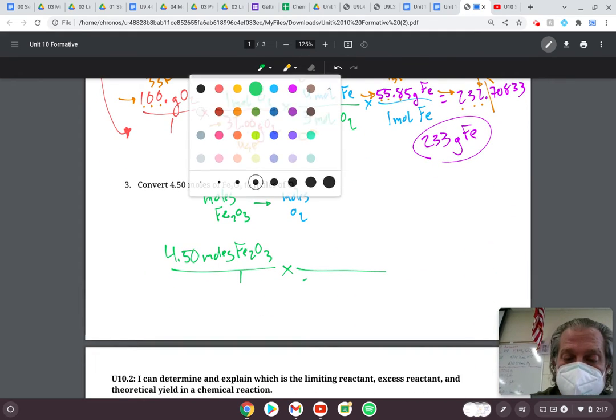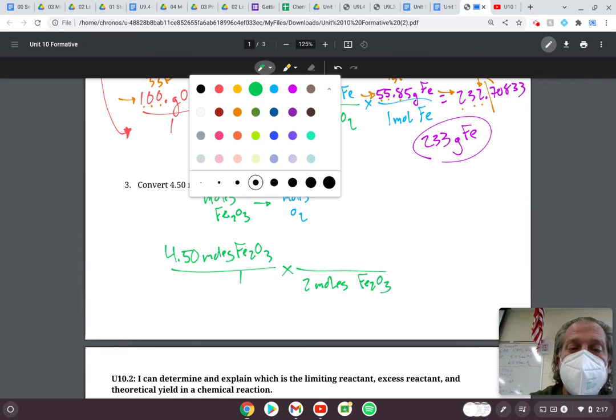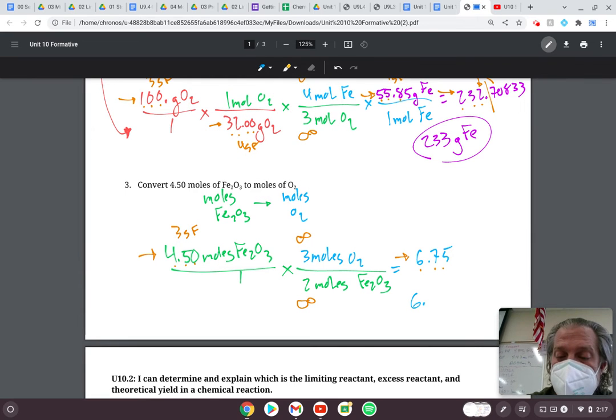So I'm going to put 2 moles of Fe2O3 on the bottom and 3 moles of O2 on the top. I'm going to multiply straight across and divide. So 4.5 times 3 divided by 2 gives me, the calculator tells me, 6.75. I'm going to check my sig figs real quick. This is 1, 2, 3 sig figs. These are both infinite. So this answer has to have 1, 2, 3 sig figs. So my final answer here is going to be 6.75 moles of O2.